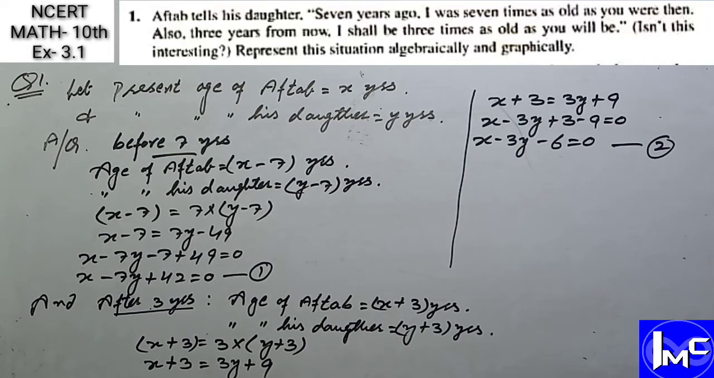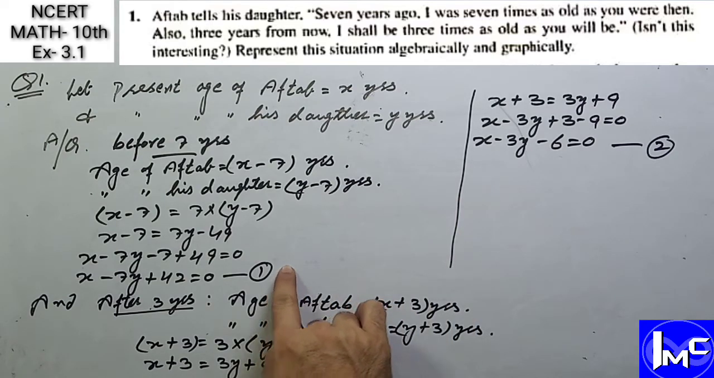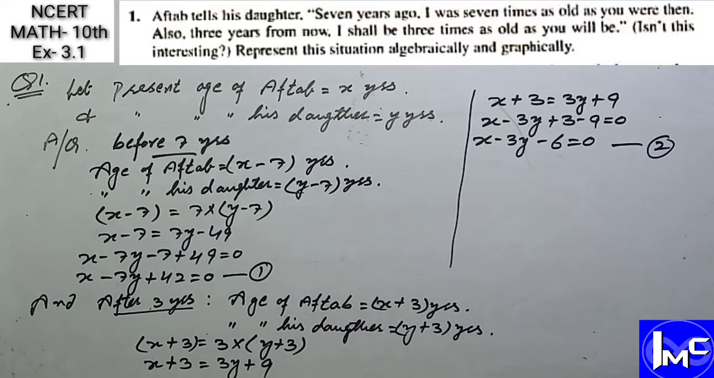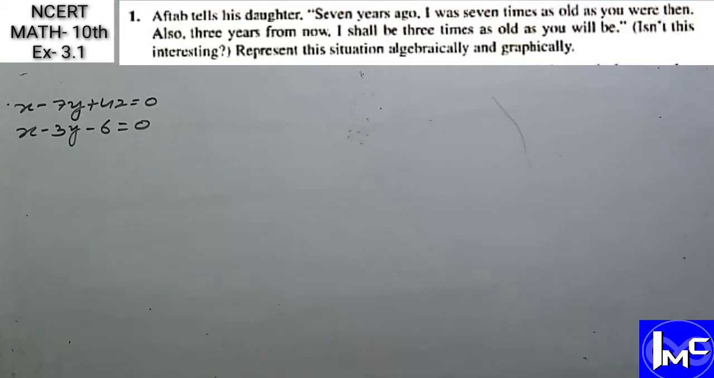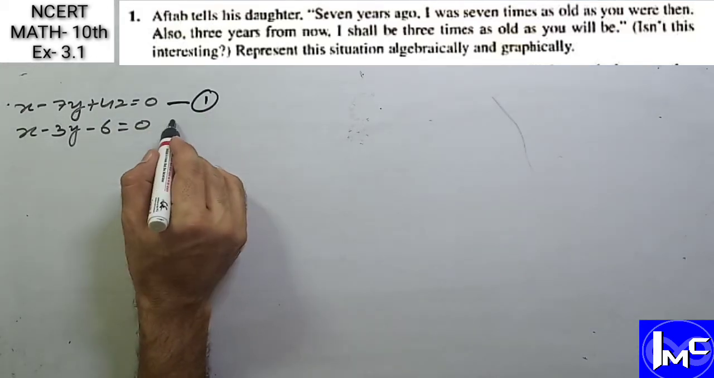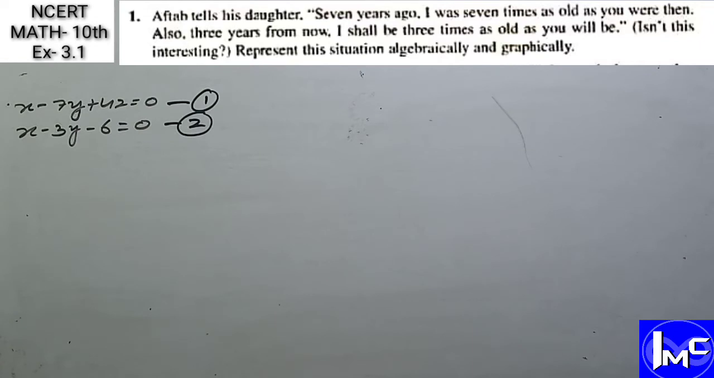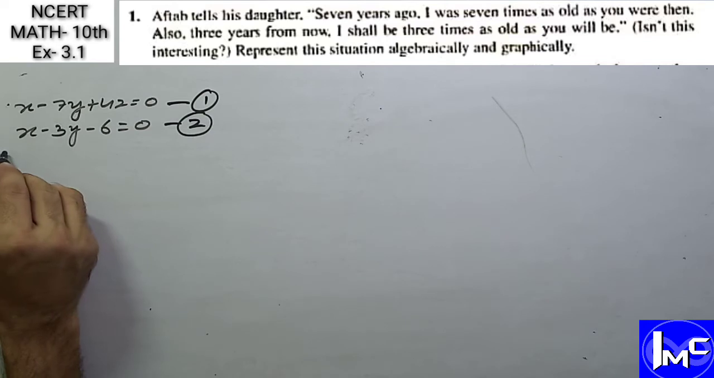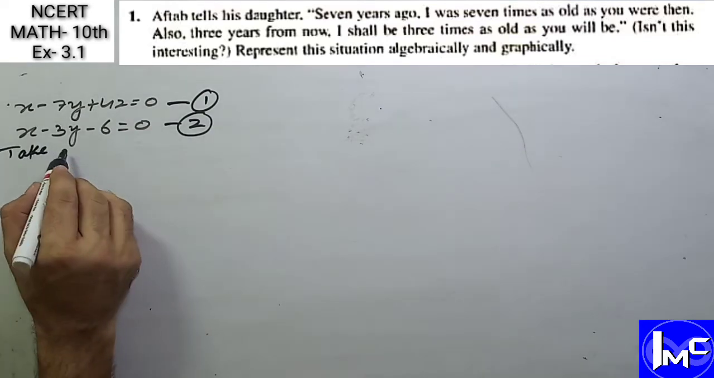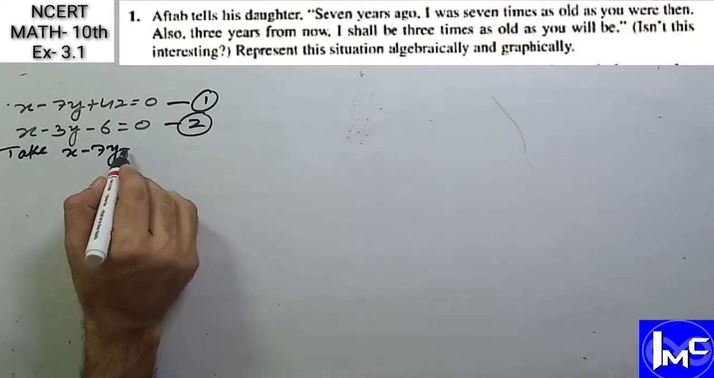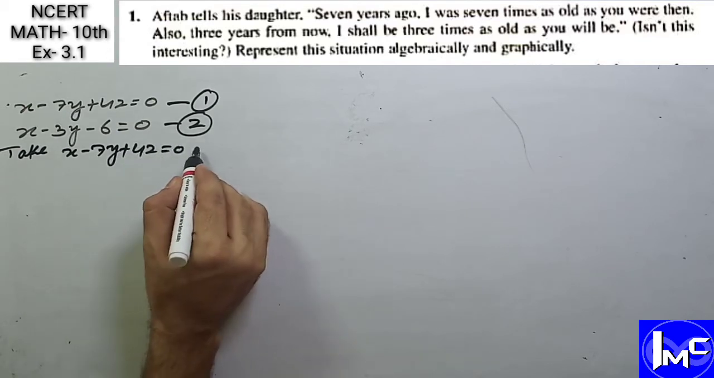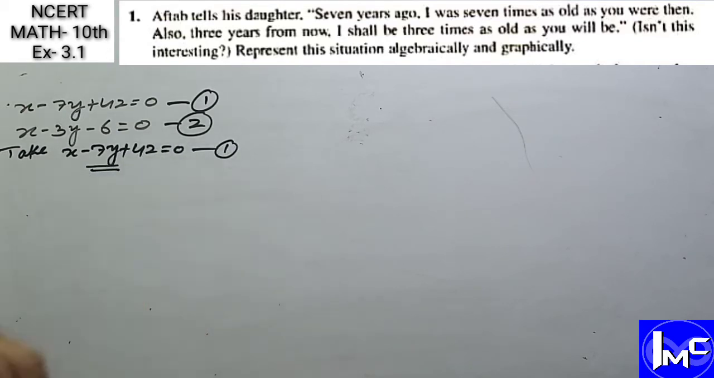Up to this point, that is, represent the situation algebraically, it has been solved. Further, we will represent these two equations graphically. Now we have these two equations which we will represent graphically. Now take the first equation, x minus 7y plus 42 is equal to 0. This is the first equation.